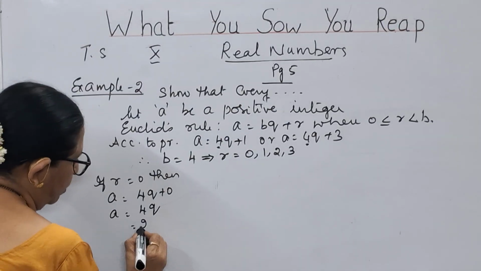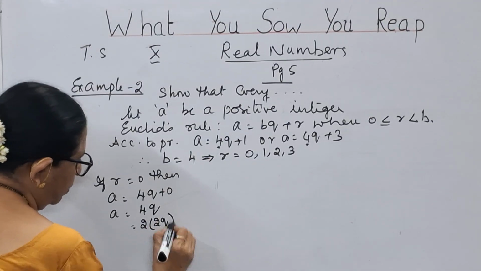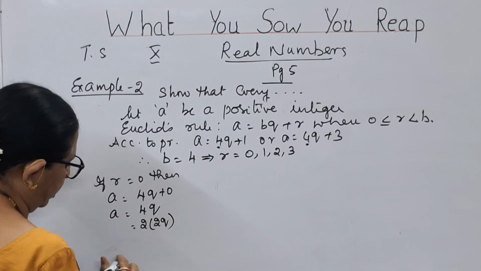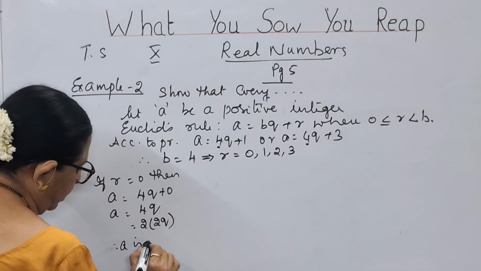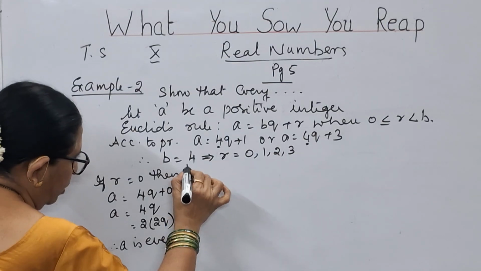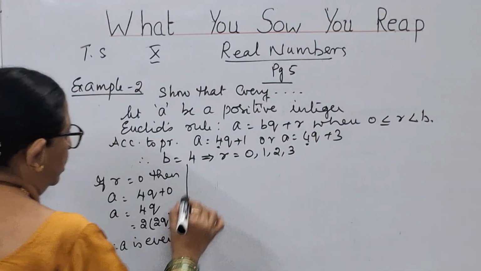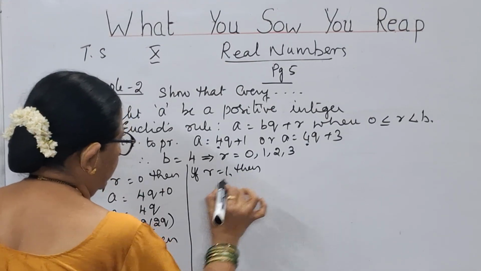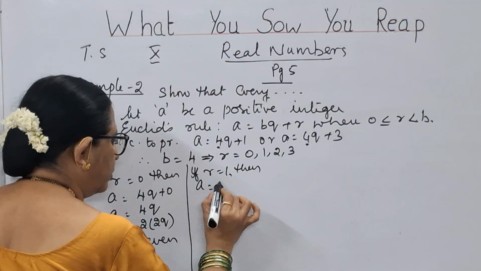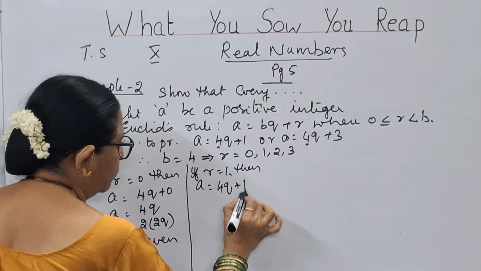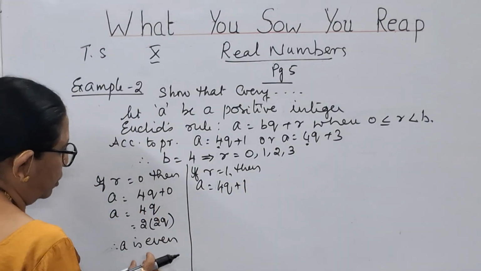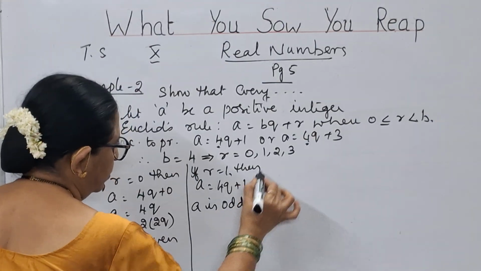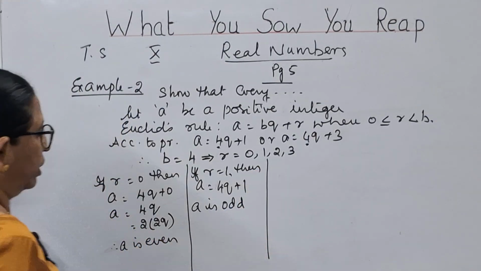a is equal to 4q plus 0 means a is equal to 4q. 4q can be written as 2 into 2q, children. 2 into q, 2q means what? 2 into a multiple of 2. So a multiple of 2 means a is even. We got a value as even here. Now, if r is equal to 1, then a is equal to 4q plus 1. When you said that 4q is even, then definitely a is odd.